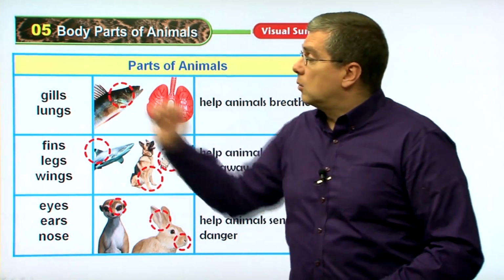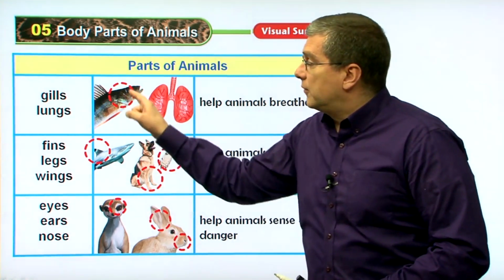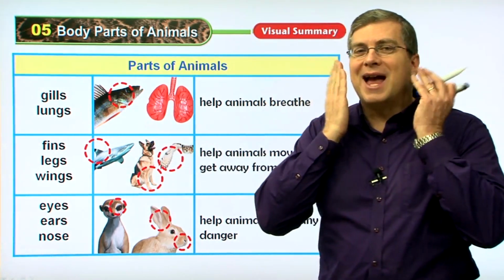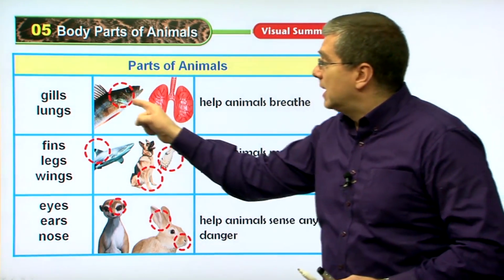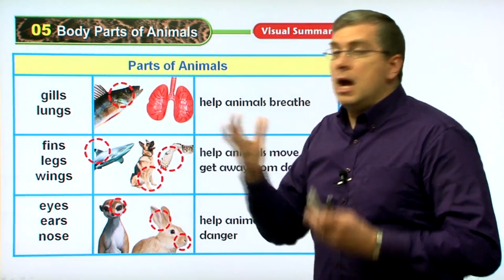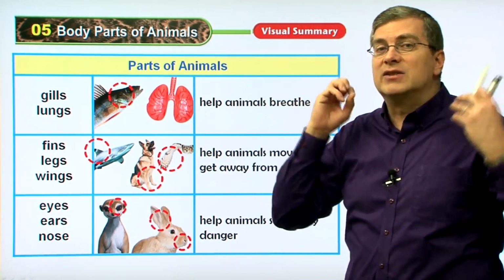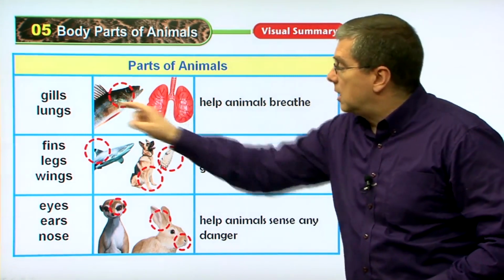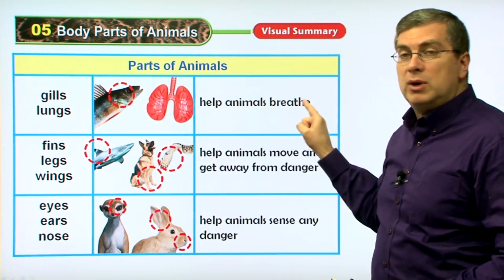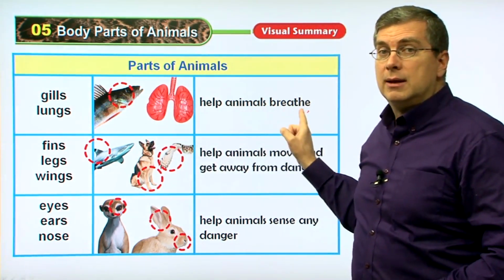First of all, remember we talked about gills. Gills are on a fish, right? Gills are on the outside of the fish's head. We can see the gills, and the gills are right here. Water passes through those gills, and the fish takes oxygen from the water, because gills and lungs help animals breathe. So gills help fish breathe.